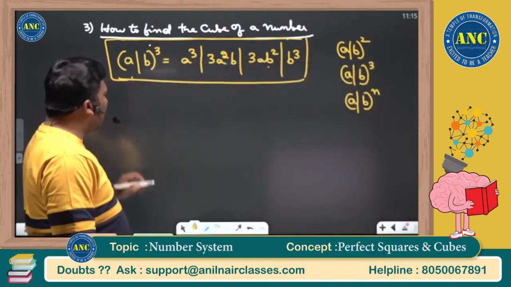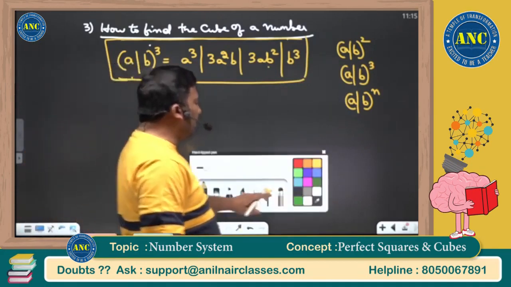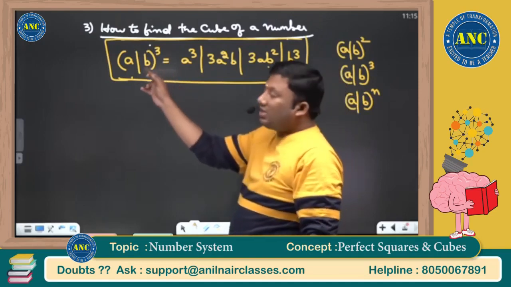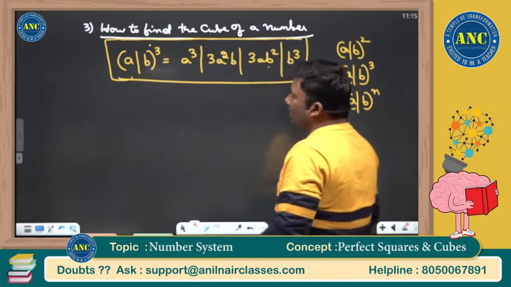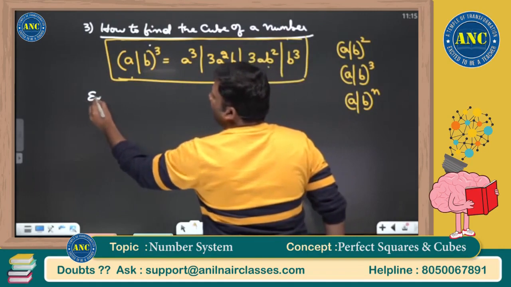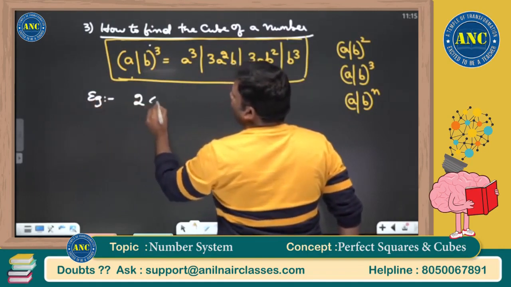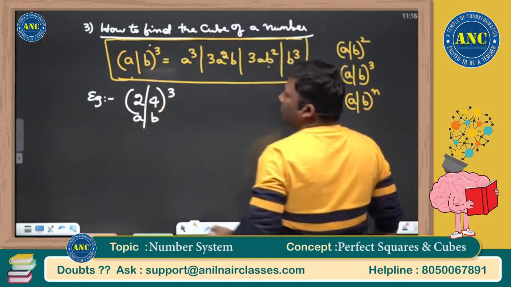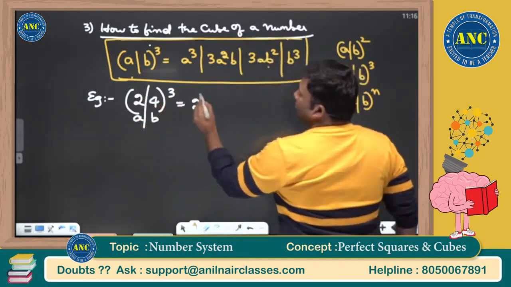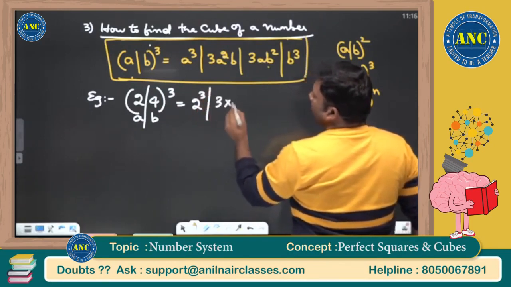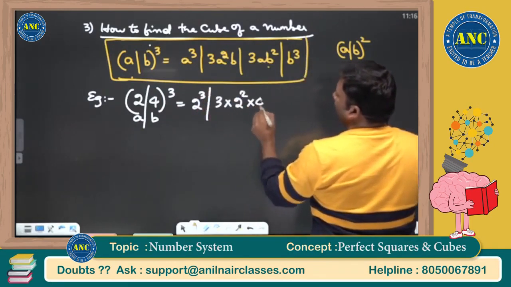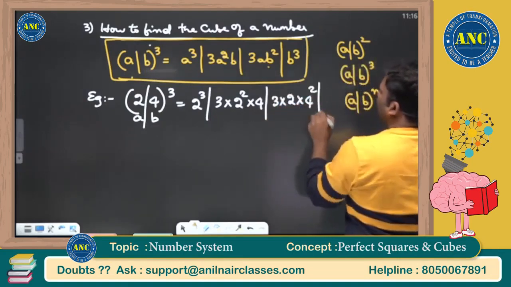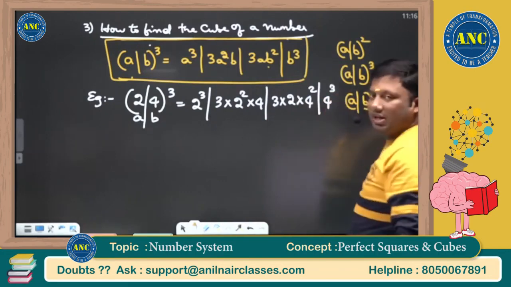What is this slash? Slash is nothing but it differentiates between the units place as well as the tens place. B is the units place, A is the tens place. Now for example, how to find out 24 whole cube. A is 2 and B is 4. Wherever A is there, substitute 2. 2 cube. Next is 3A square B. Next it is 3AB square. And next it is B cube.